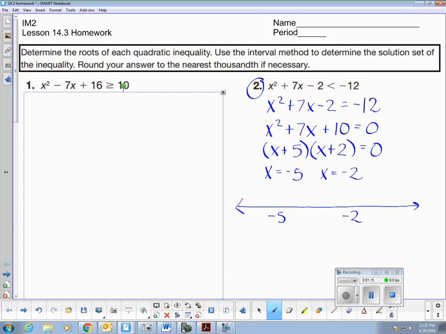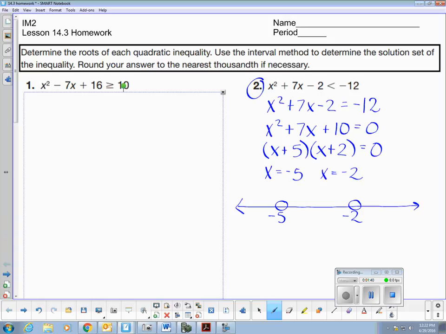Now, because my inequality is less than and not less than or equal to, what I do know for sure is I'm going to have two open circles. Now I need to determine what portion of the number line I'm going to shade. So I need to test various numbers along the number line.